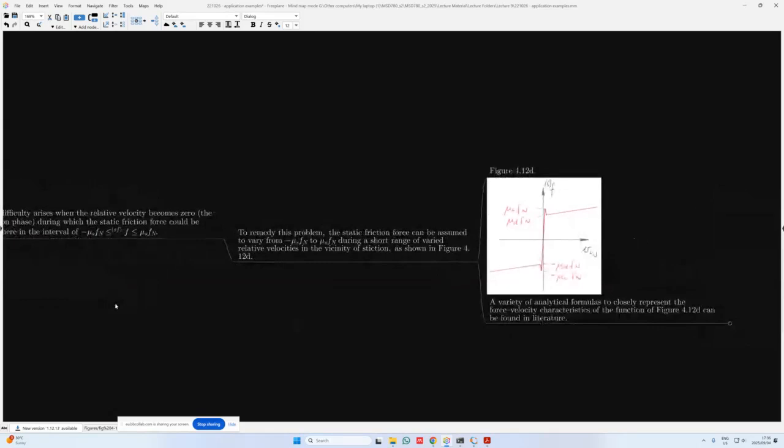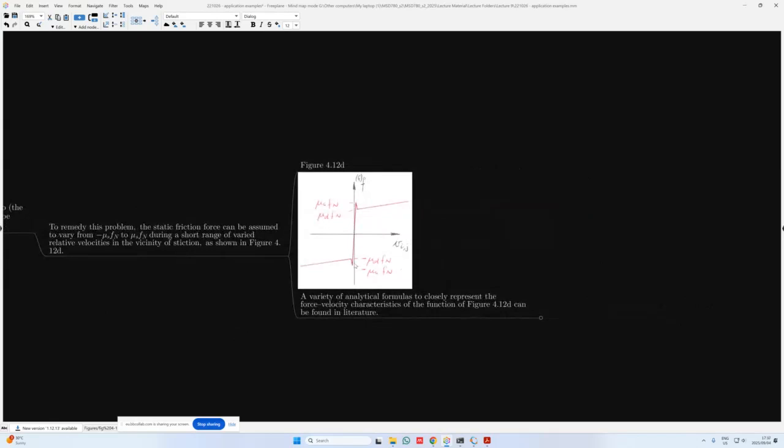Now, to remedy this problem, the static friction force can be assumed to vary from minus mu_s F_n to mu_s F_n during a short range of varied relative velocities in the vicinity of stiction, as shown in figure 4.12d. So instead of this minus mu_s F_n to mu_s F_n line now lying on the y-axis, we instead have a very short relative velocity span over which the change occurs. And this makes it a bit easier to calculate these values computationally.